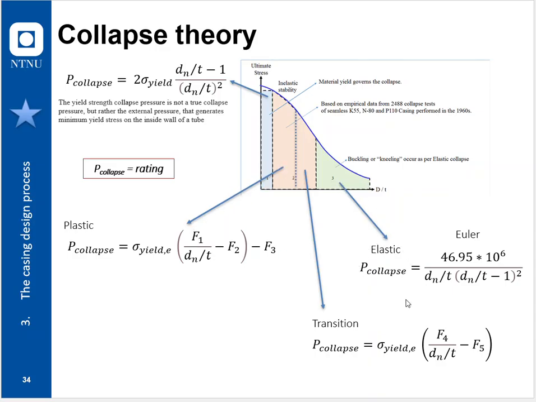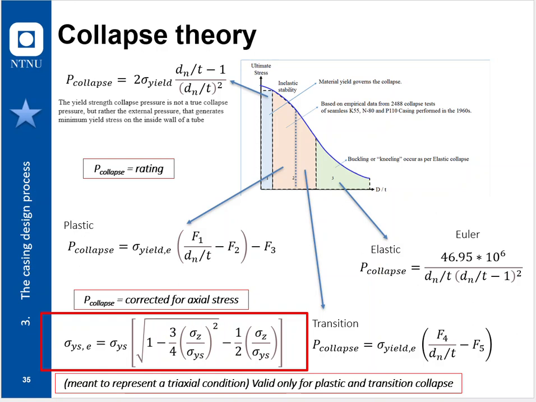What is important for you guys to know is that those pipes that fall into the area of elastic collapse, it doesn't depend on yield at all. It's independent of yield, so the collapse rating is not corrected for any actual stress. We see also for yield strength collapse that the yield strength goes straight in, whereas actual stress in plastic and transition has to be corrected.